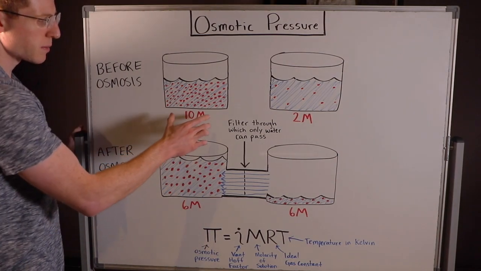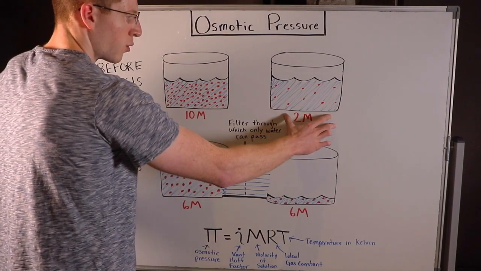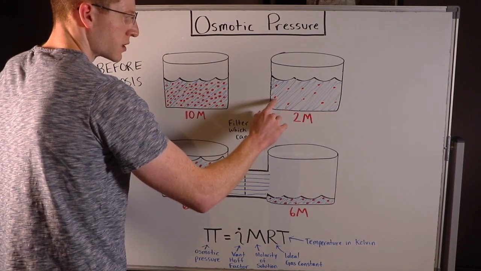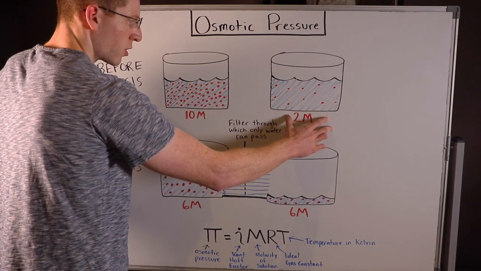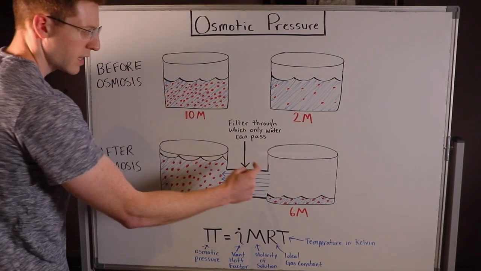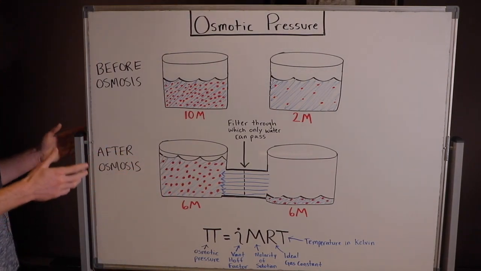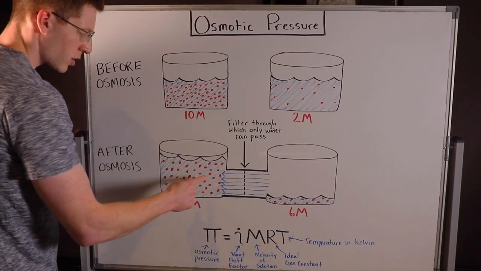And you can see here there's a big disparity in the distribution of water. Here we've got a lot of water because it's very dilute. There's not a lot of solute in it, and it naturally wants to move to a point where there is a higher solute concentration. That's why the water moved this way. So again, osmotic pressure is the pressure associated with this water movement.